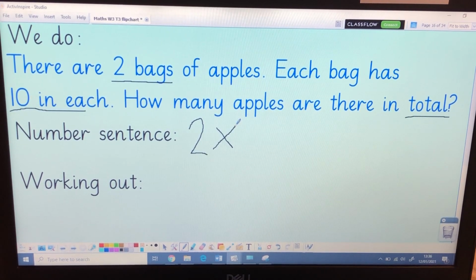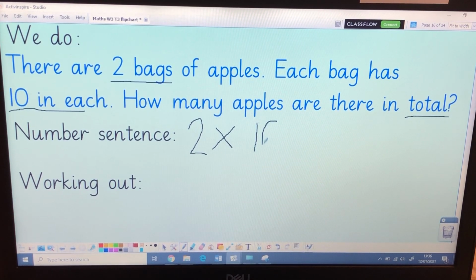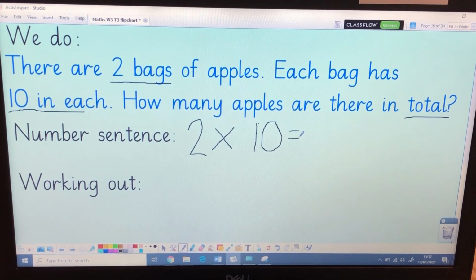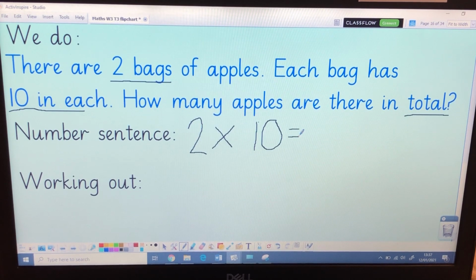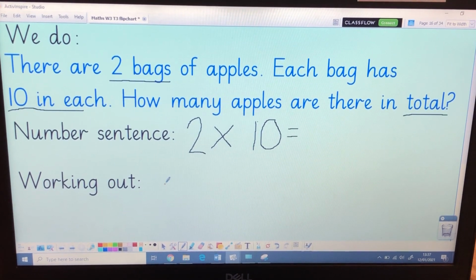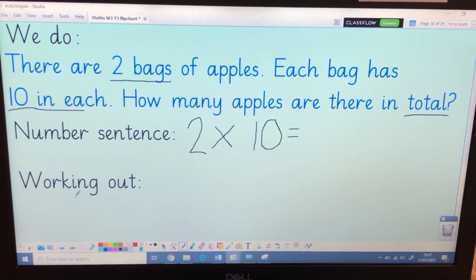And how many are in each bag? That's right, there's 10. So that's our second number. 2 times 10. Now, you can solve this either by drawing the apples in the bag or by doing your array. It's up to you. So, let's draw apples in the bag first. Let's draw them down here.